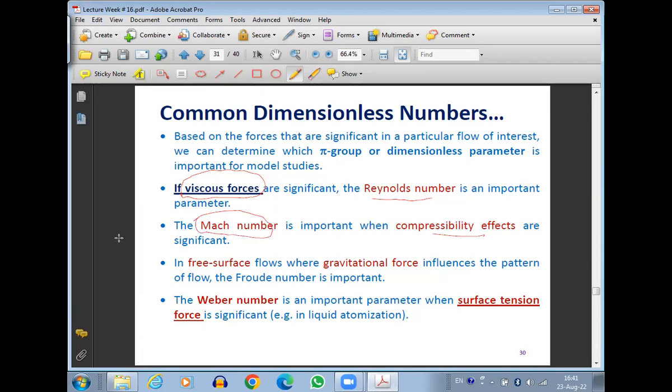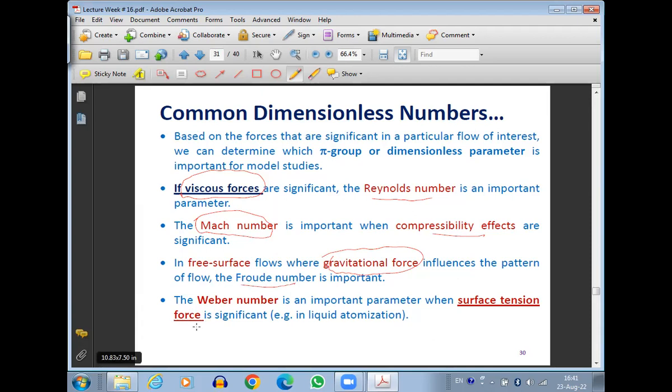That must be used. Okay, whenever you have a free surface flow, for example, a river flowing, there is a free surface of the river which is in contact with the atmosphere. Sometimes you have a duct which is partially filled with a fluid and the fluid is flowing. Again, there is a free surface. So whenever you have a free surface, the gravitational force is very important because it influences the flow pattern. How the flow pattern is going to look depends upon the gravitational forces. So in those cases, Froude number is very important. It needs to be considered.